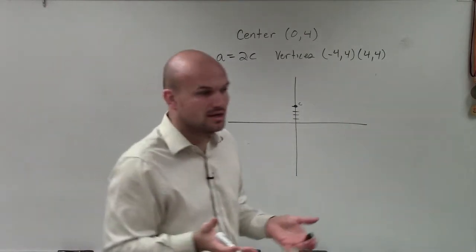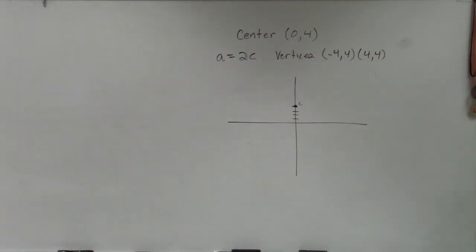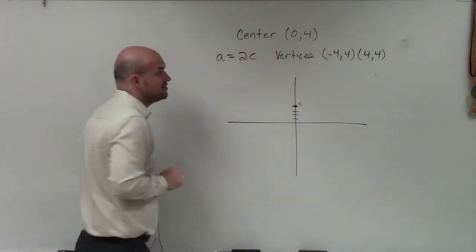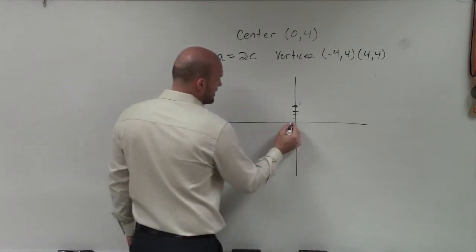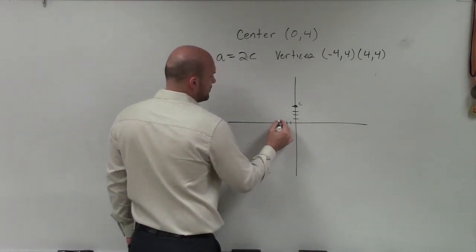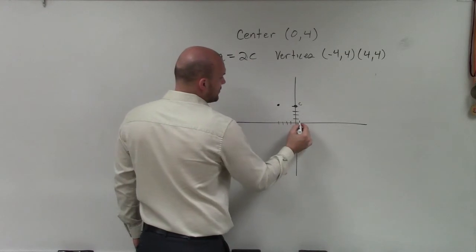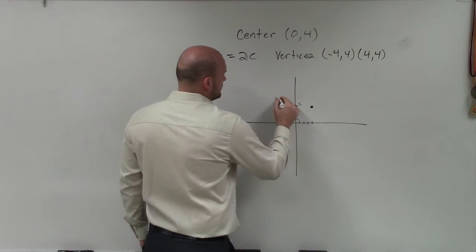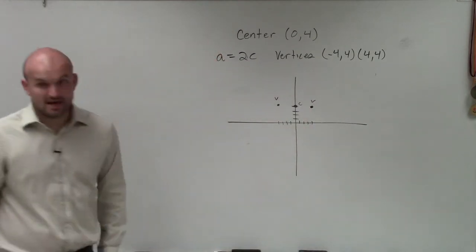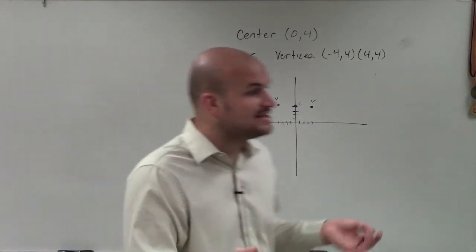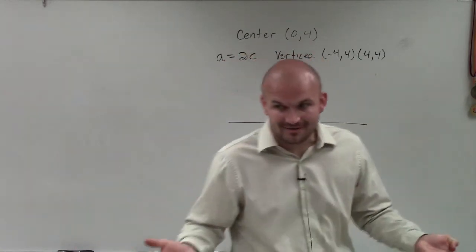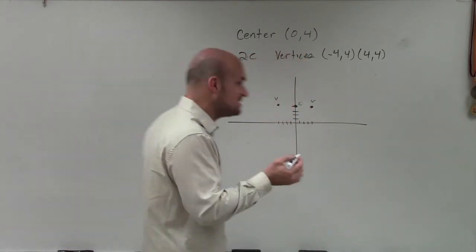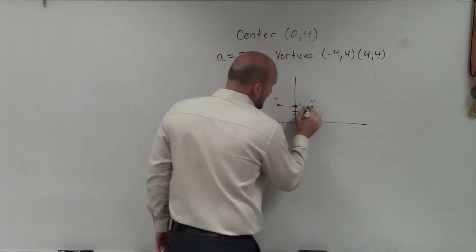We don't know where this ellipse is, they said, standard form of the equation. So then it says that the vertices are at negative 4, 4. So negative 1, 2, 3, 4, up 1, 2, 3, 4. And positive 4, 1, 2, 3, 4, up 1, 2, 3, 4. Now, those are the two vertices. Remember, the vertices and the foci all lie on the major axis. So if they all lie on the major axis, that means the foci are going to lie on this as well.